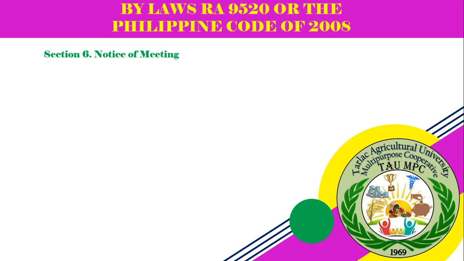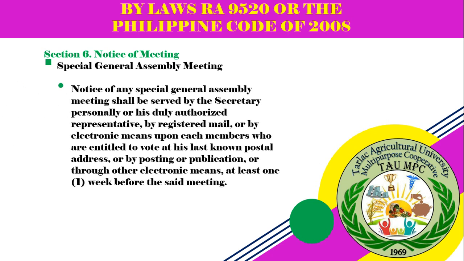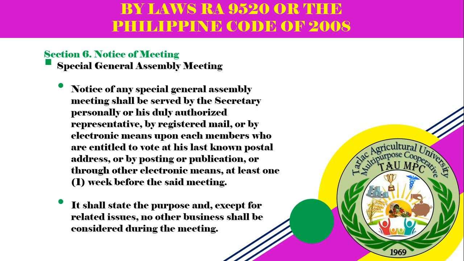Section 6. Notice of Meeting. A Special General Assembly Meeting. Notice of any special General Assembly meeting shall be served by the Secretary personally or his duly authorized representative by registered mail or by electronic means upon its members who are entitled to vote at his last known postal address, or by posting or publication or through other electronic means at least 1 week before the said meeting. It shall state the purpose, and except for related issues, no other business shall be considered during the meeting.